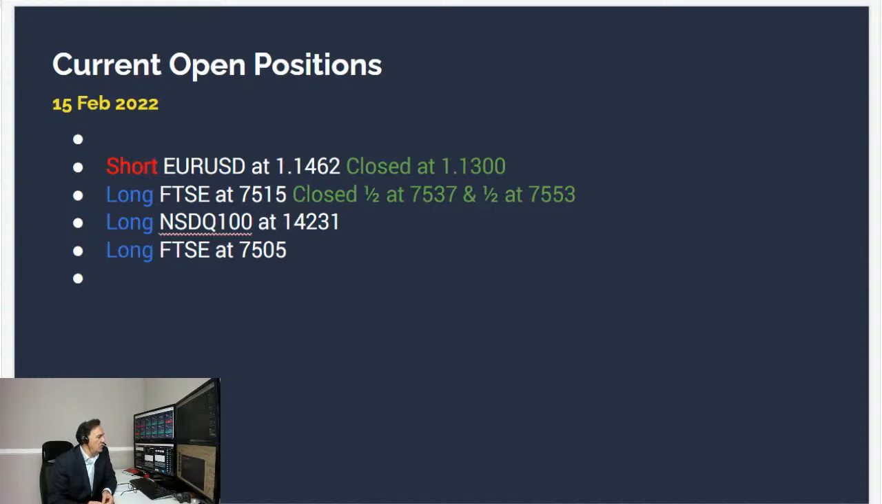Subsequently, I decided to go long on Nasdaq 100 at 14,231, yesterday's dip low, and I'm in this trade. This is a swing type trade, which I'm hoping to keep open for a while. I'll keep you updated and I'll show you the reasons why I did that and what I think might happen. And I'm also long FTSE from 75.05, so I got filled at a better price again. If you watched yesterday's session, I was talking about 7,500 on FTSE as definitely an area of interest.